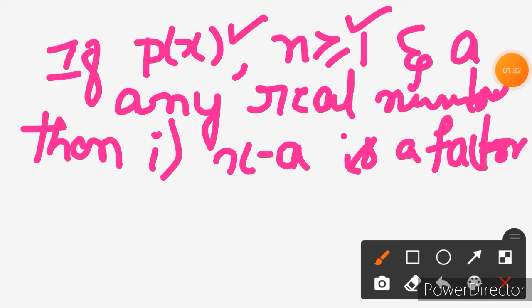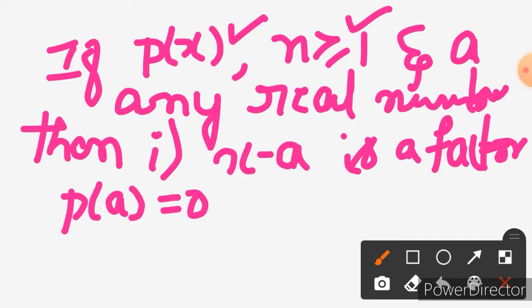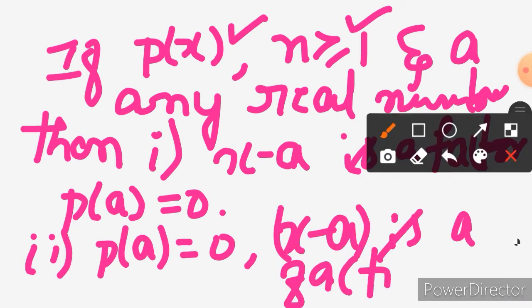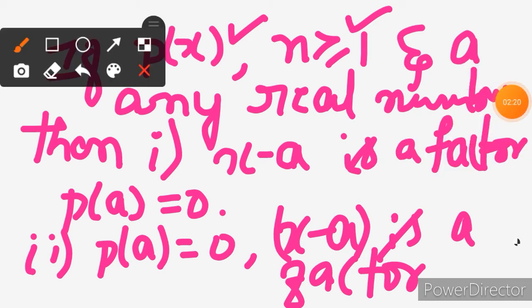X minus a is a factor when p of a is equal to 0. That means p of some real number is equal to 0. And the second one, p of a is equal to 0 when x minus a is a factor. So the two conditions are here. This is the factor theorem statement.